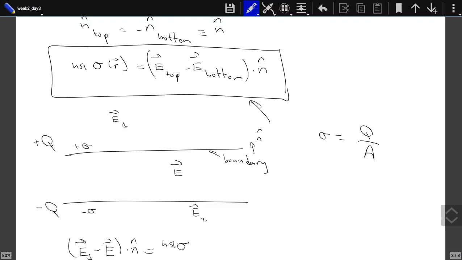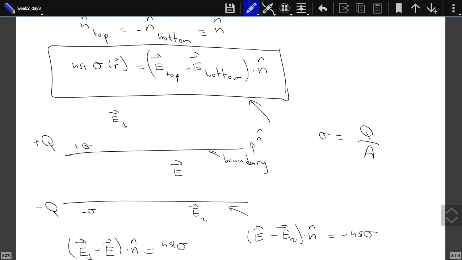Well, let's look at the bottom boundary. This one, the bottom one. I still use the same n vector. What is E top? E top is now E. E bottom? E2. The scalar in the direction of n, in the perpendicular direction, is equal to minus 4 pi sigma, let's say.